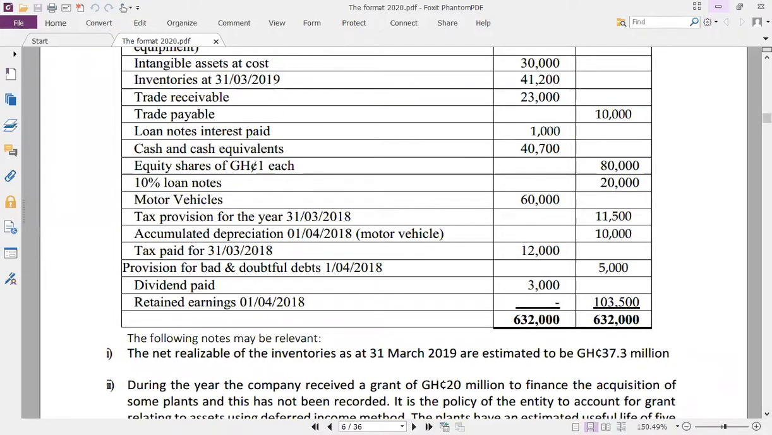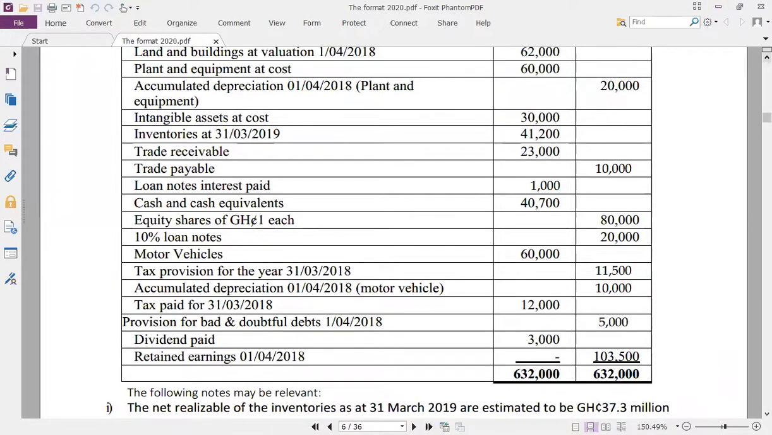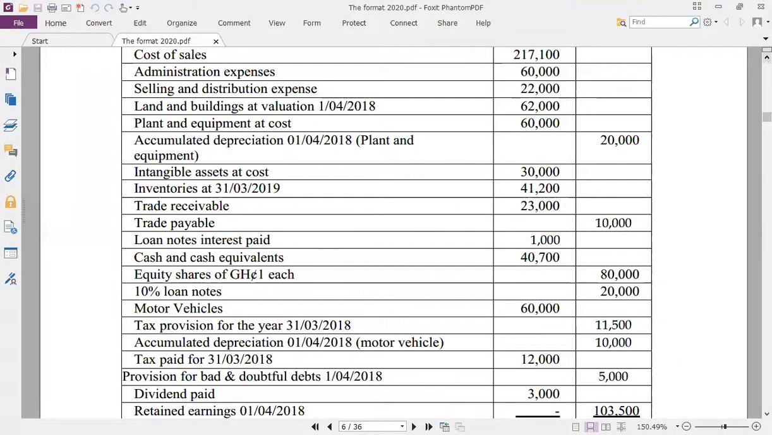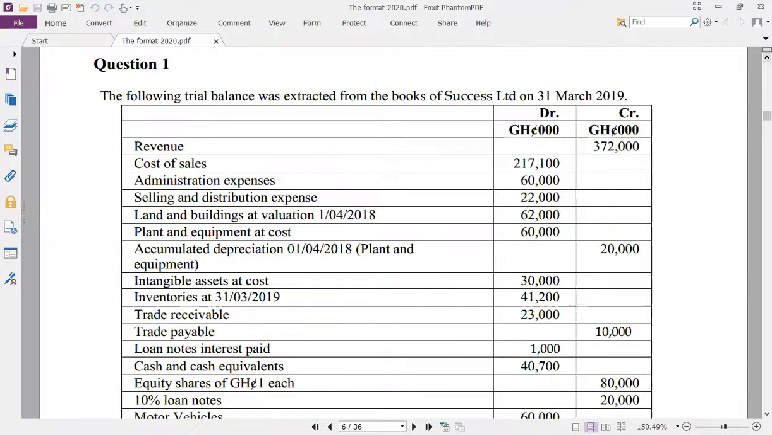So let's see. Good. We are going to prepare profit and loss statements for the bank statement. We are going to scan through the items one after the other, and you tell me each of the items that I mention, where we are going to treat it, where it will go in a trial balance. So first, let's pick our trial balance. We have the trial balance here.